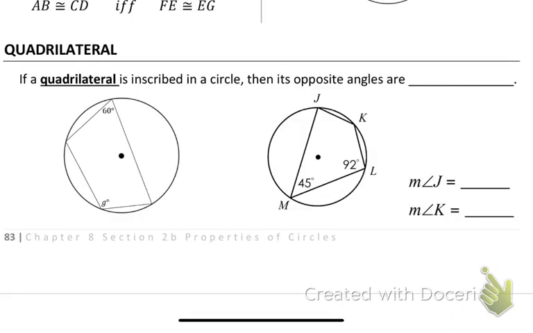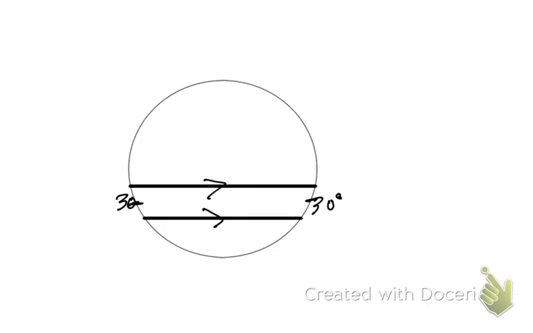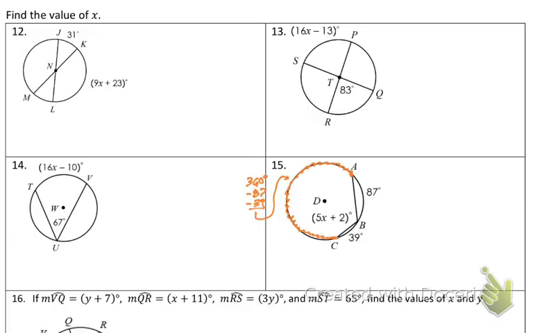Cool. All right, let's get to the quadrilateral one because I think this one is pretty easy and it gets back to a question from our homework. And I'm going to actually go back to that question.